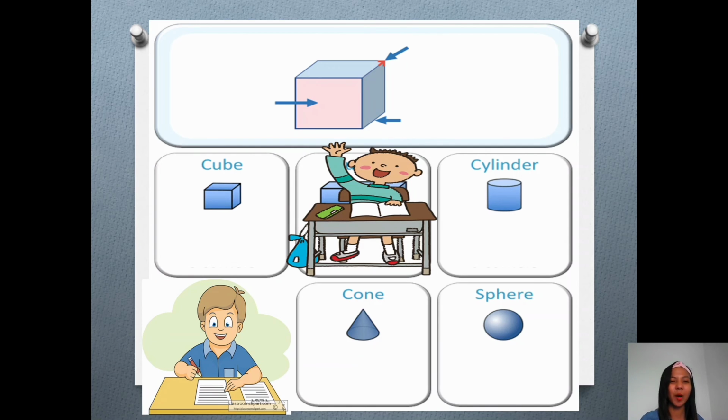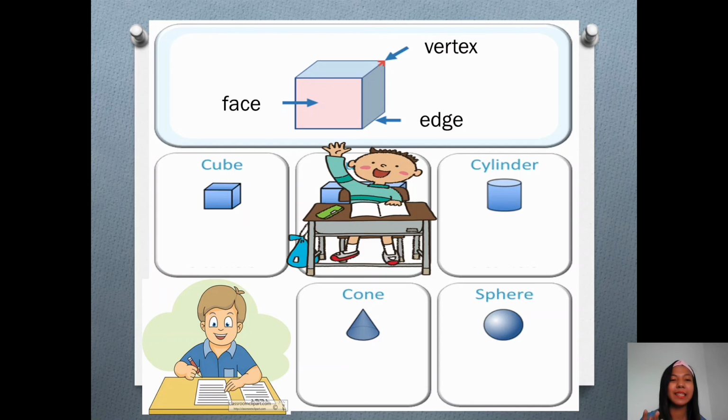Now you're going to tell me about these 3D shapes. First, the parts of the 3D shape. What do you call this one again? It's a vertex. Very good. Next, this one. It's an edge. How about this one? It's a face.